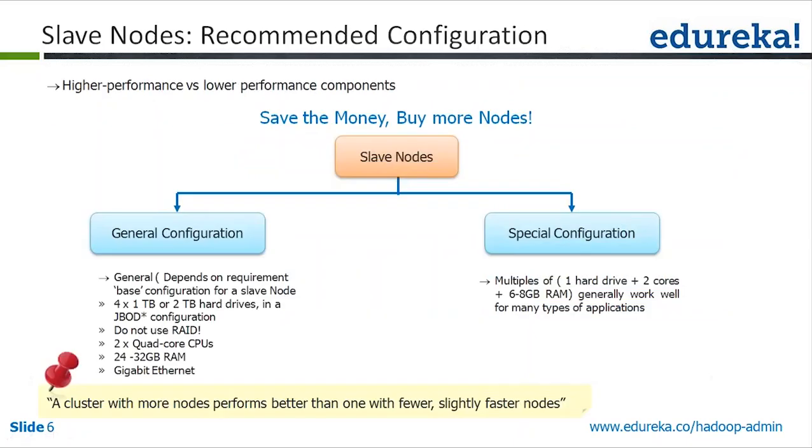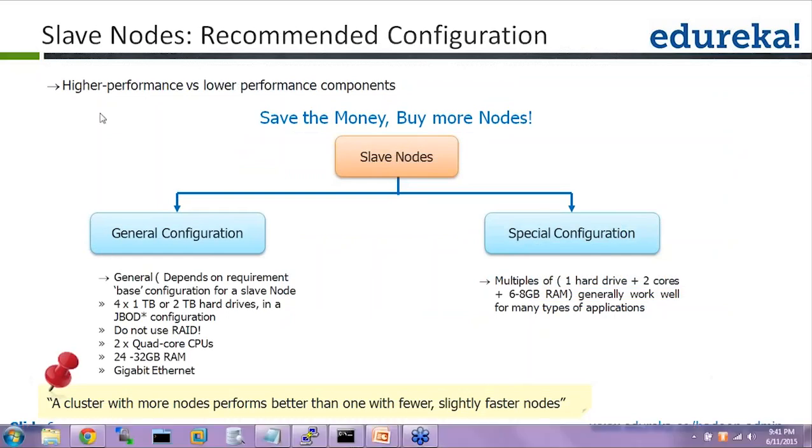So talking about the hardware of these nodes, the slave nodes, the recommended configuration: you can see the general configuration is like 16 to 22 or 32 gigs of RAM. I generally recommend 24 to 32 gigs of RAM, and the baseline configuration I'll say is like 6 into 2 terabytes of hard disk drives. Now, this is just a baseline configuration. This is not something which you will always see in your organizations or in any organizations.